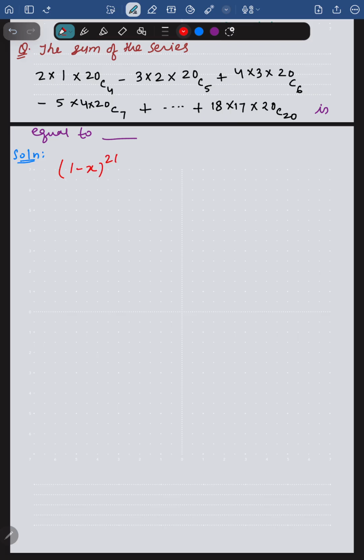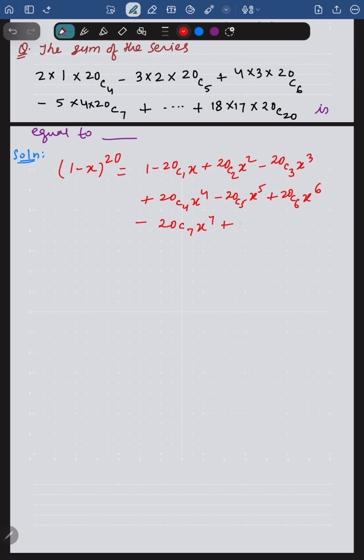In binomial expansion it works like this: 1 minus 20C1 x plus 20C2 x square minus 20C3 x cube plus 20C4 x power 4 minus 20C5 x power 5 plus 20C6 x power 6 minus 20C7 x power 7 plus ..., and at last the last term is 20C20 x power 20.